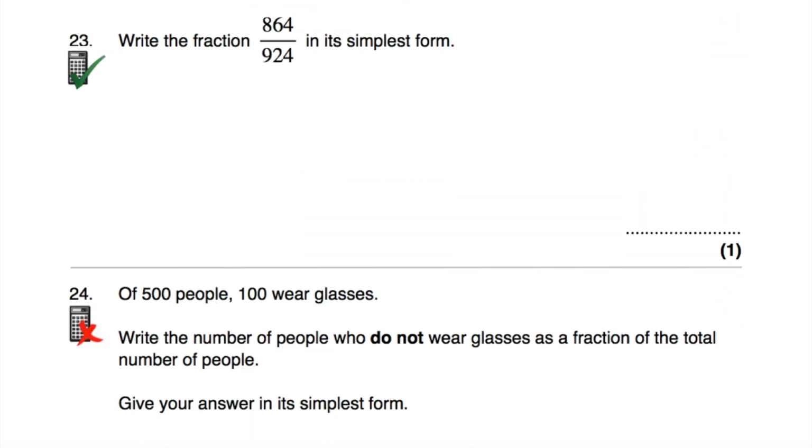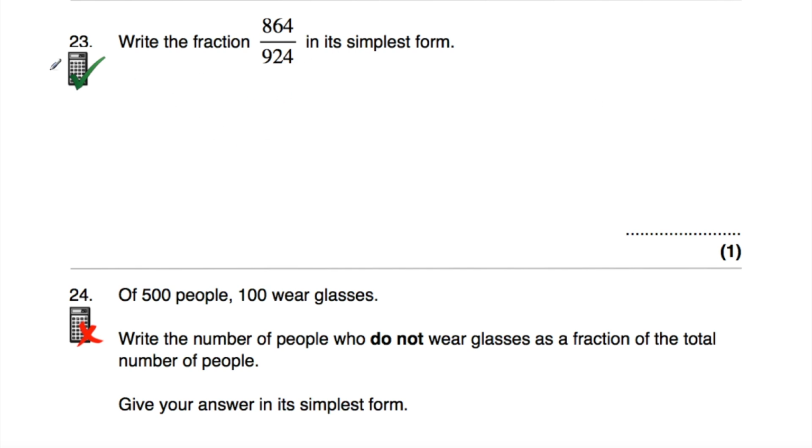Okay, let's look at our next question, question number 23. Now, question number 23 is a calculator question, and it's quite useful to be able to know how to use your calculator to cancel down fractions. There's a fraction button on your calculator. Press the fraction button, type in 864 in the numerator, then type in 924 in the denominator, and press equals, and your calculator will cancel that down for you.